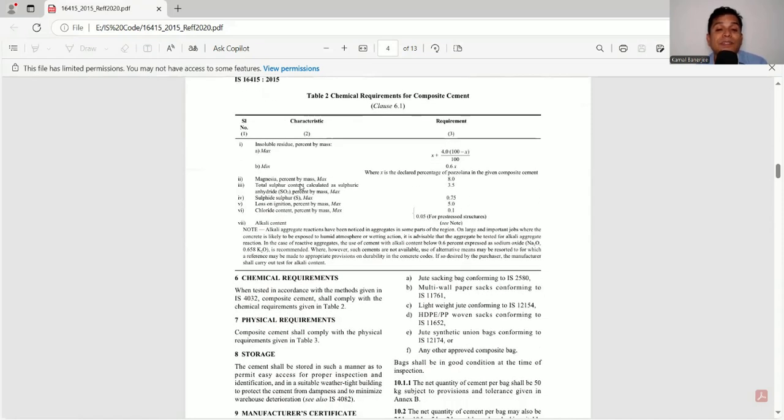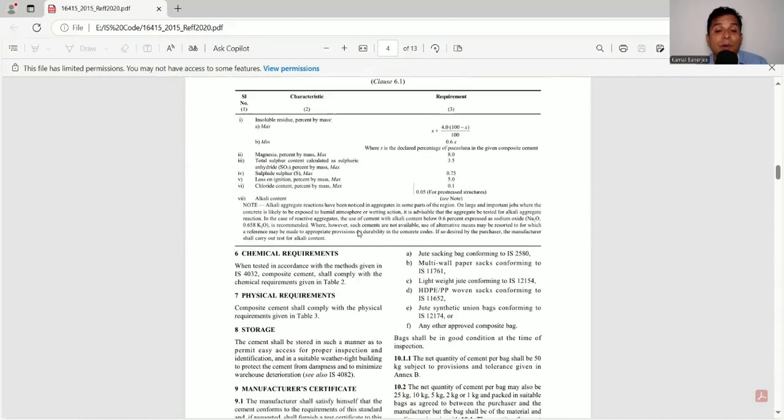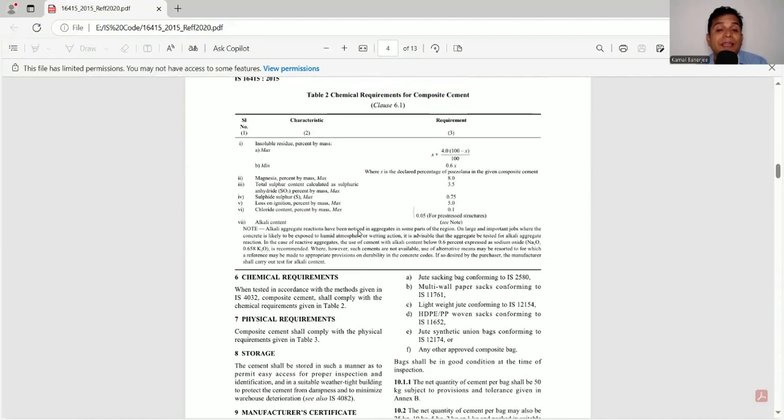Then magnesia percentage by mass is 8. Total sulfur content calculated as sulfuric acid is 3.5. Sulfide 0.75 is max. Loss on ignition is 5, and chloride content percent by mass max is 0.1, and then alkali content 0.05 for prestressed structure. Okay, so this is about the chemical requirements.